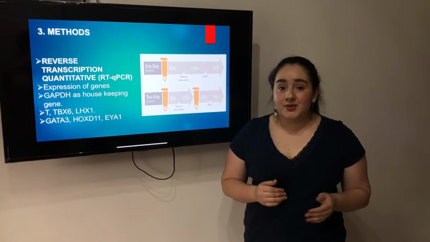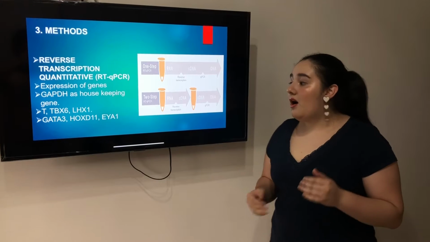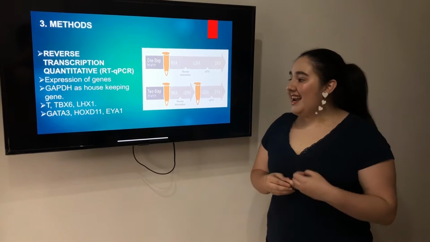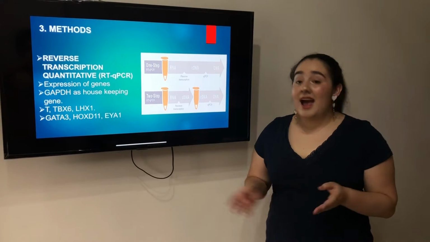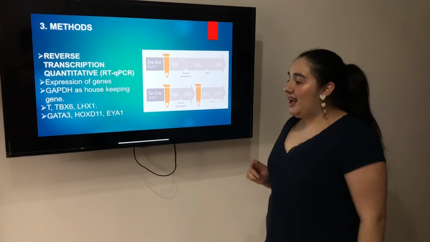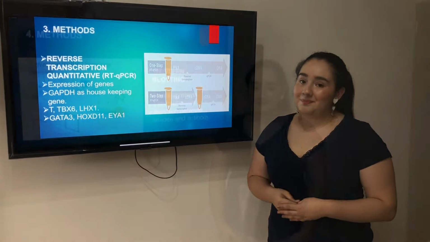In this study it was used to identify the mRNA levels of T, TBX6, and LHX1, which are molecular markers for primitive streak. Also for GATA3, HOXD11, and AJA1, which are markers for mesoderm.